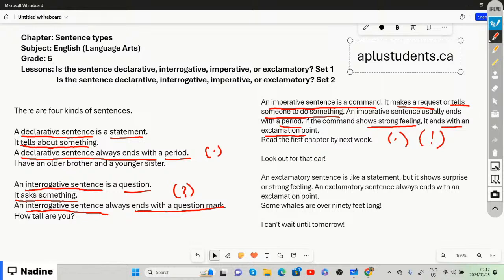And if we look at an example, right, it says, read the first chapter by next week. It's like they're telling you to do something. So they're telling you to read the chapter for next week. And then the next one says, look out for the car.